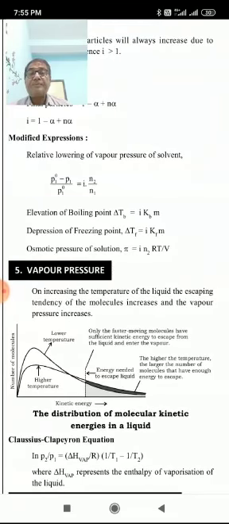Similarly, elevation in boiling point, delta Tb, is equal to i into Kb into small m, that is molality. Depression of freezing point, delta Tf, equal to i into Kf into small m. Osmotic pressure of the solution, pi, equal to i into n2 RT by V.